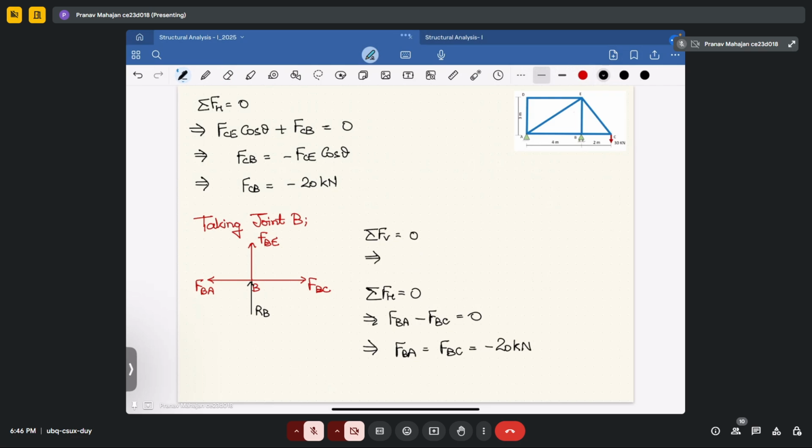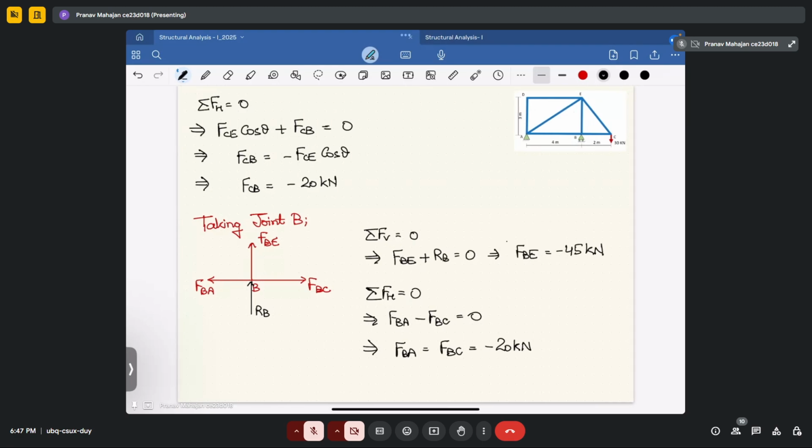So this implies FBE plus RB will be equal to zero. This will give you FBE equal to minus 45 kilonewton. Okay, this is one thing that I have done wrong. So now I have corrected it.